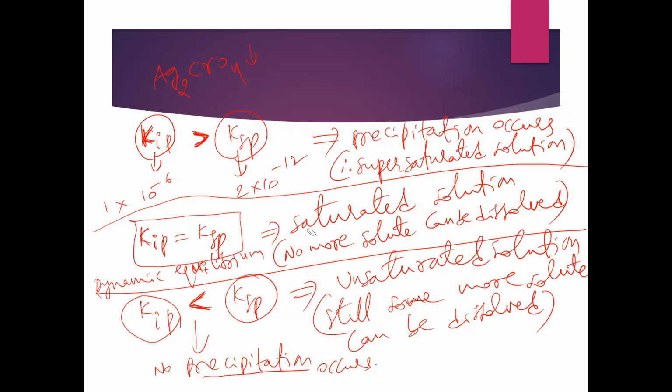In case of a saturated solution, between the undissolved solid and the dissolved solid there will be dynamic equilibrium, and no more solute can be dissolved in a saturated solution. So these are the main points you have to understand about solubility product. Solubility product is a very important concept of this topic. Is the concept clear?